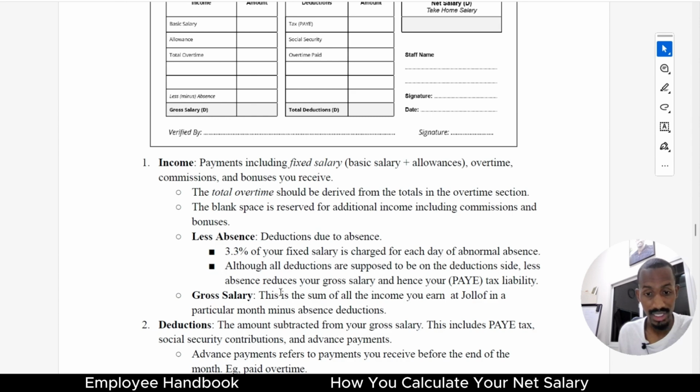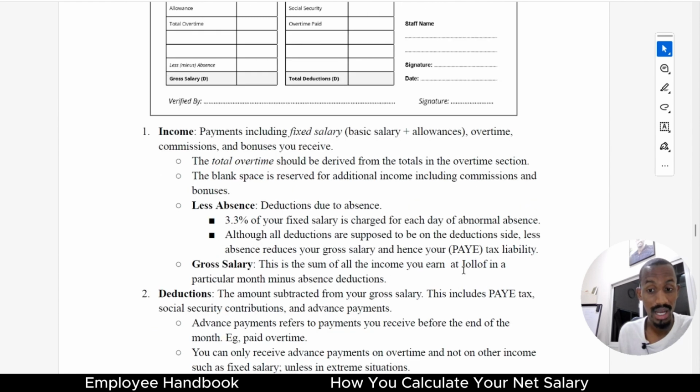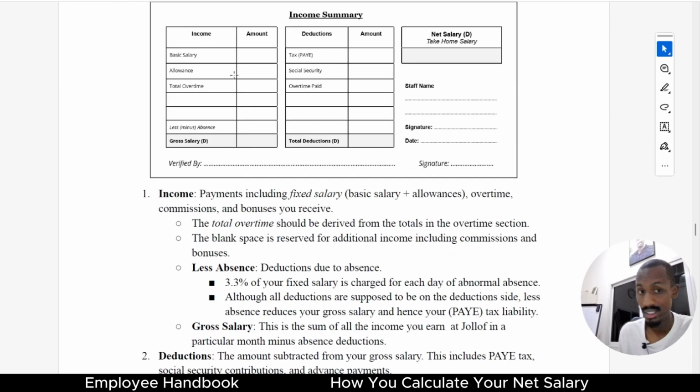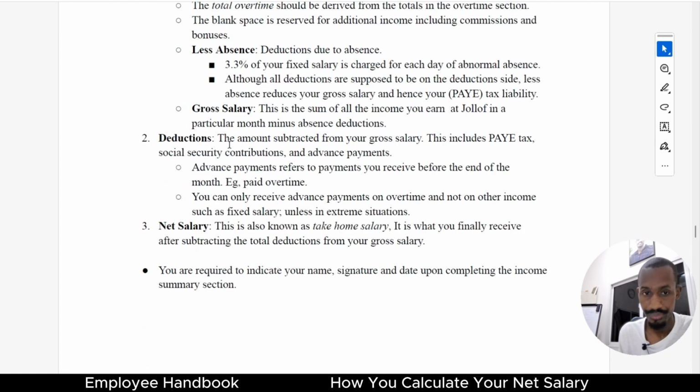So the gross salary is the sum of all the income you earn at Jollof Events in a particular month minus absence deductions. All the money you make at Jollof Events, whether it's overtime, fixed salary, or commission, you put it here. That is the gross salary. In French, gross means big, it's the big salary. So normally, when you receive your gross salary, you should be given that, but wait a minute, deductions have to be made. So let's talk about deductions here.